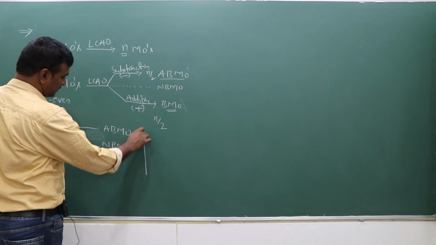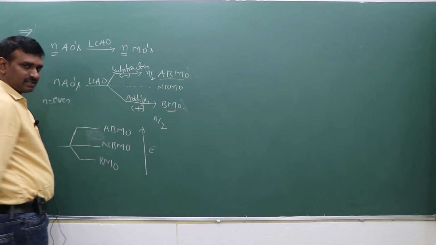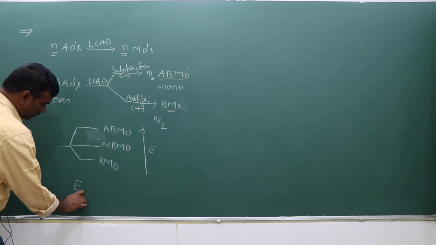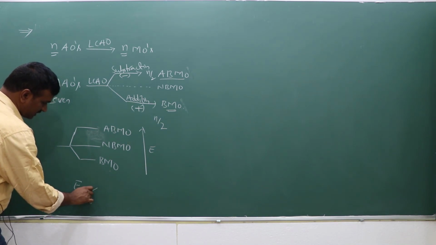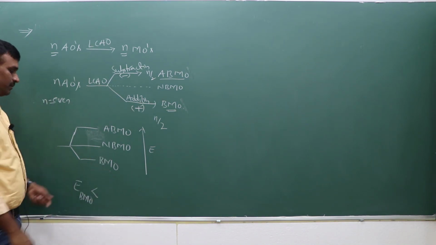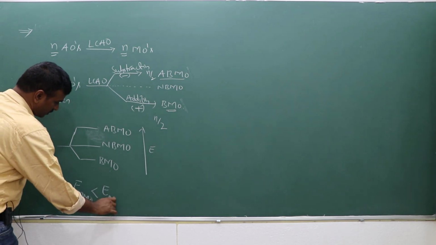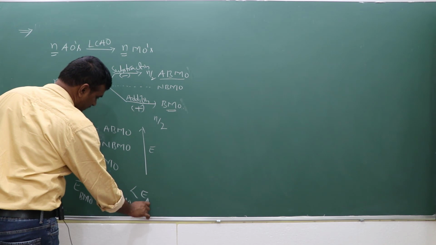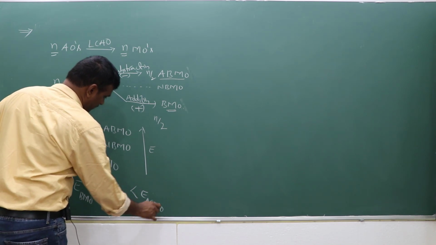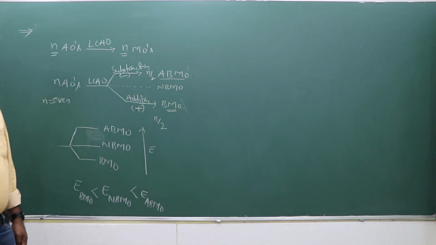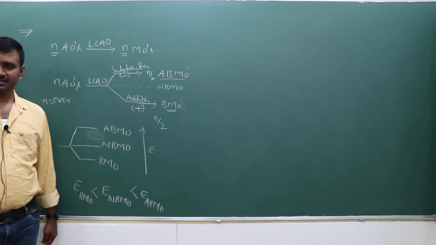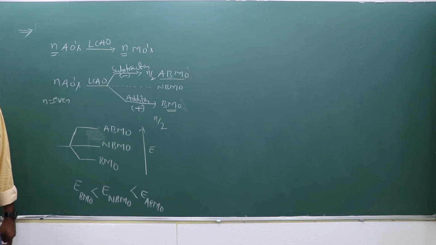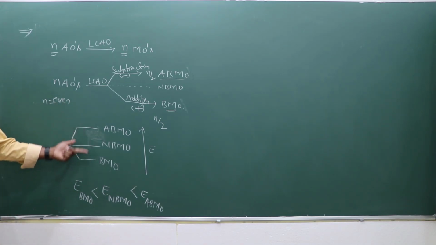Based on the energy criteria, the energy of the bonding molecular orbital is less than the energy of the non-bonding molecular orbital, which is less than the energy of the anti-bonding molecular orbital. Which one has more energy? The anti-bonding orbital energy is more compared to the non-bonding, and compared to the bonding. Right?